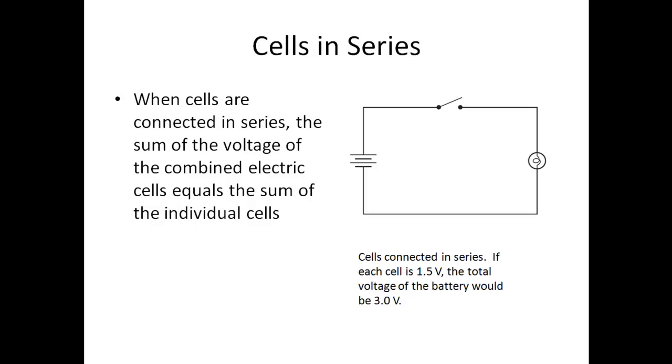When cells are connected in series, the voltage of the combined electric cells equals the sum of the individual cells. In other words, we simply add the voltages of the individual cells to find the total voltage of the battery.